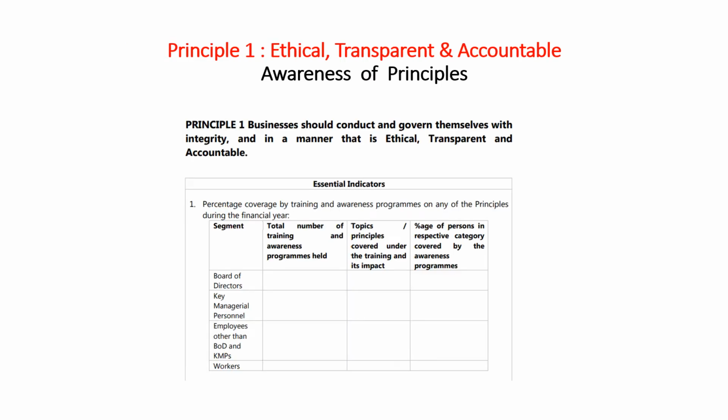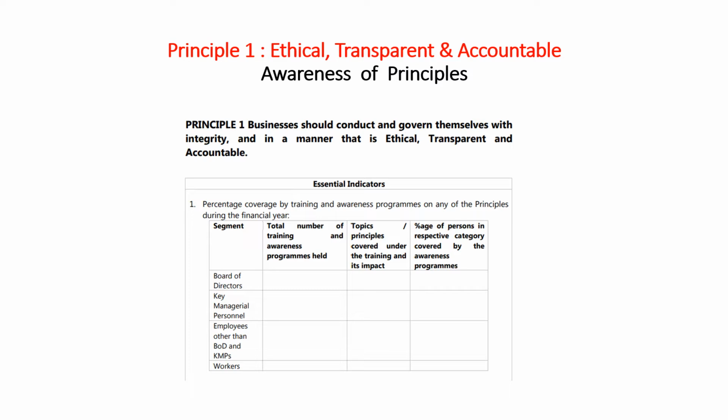Now we see the format where the principle wise performance disclosures are required to be done. So what is principle number 1? Principle number 1 is businesses should conduct and govern themselves with integrity and in a manner that is ethical, transparent and accountable. Now in this part we will be talking about what the company has done with respect to propagating awareness about the principles to their workforce, whether it is the board of directors, key management personnel or their workers, right?